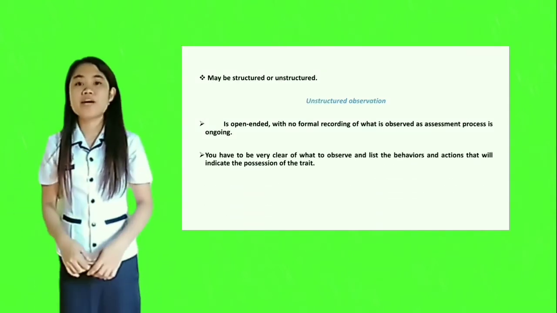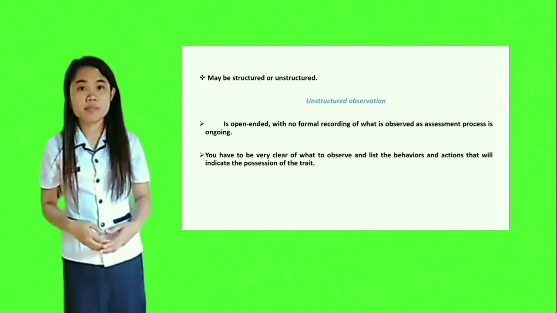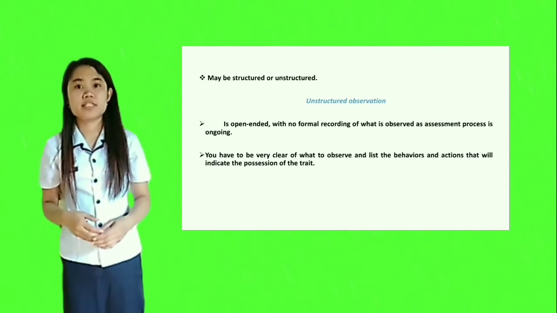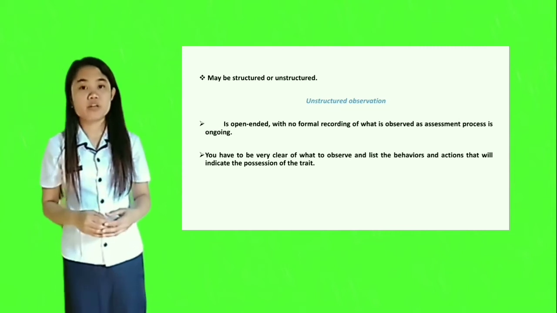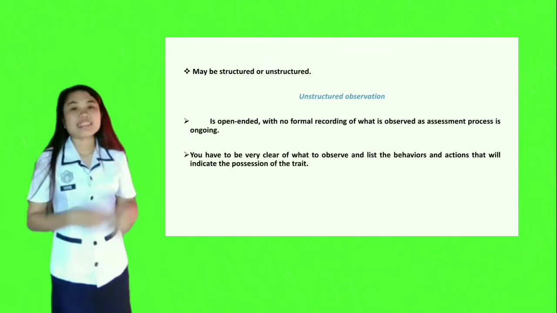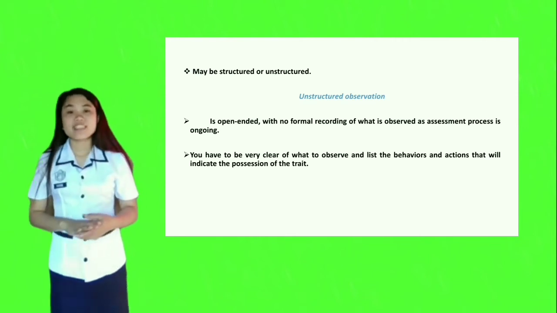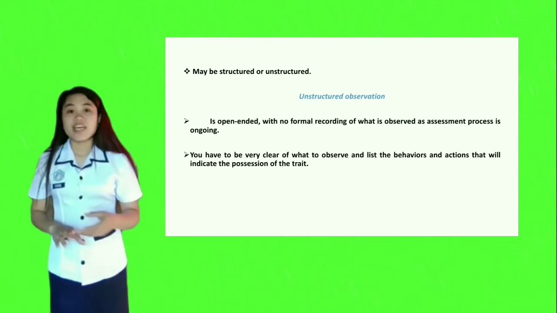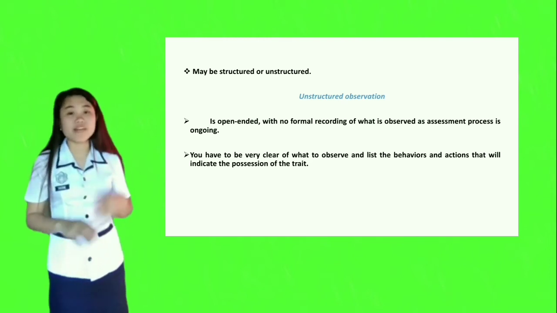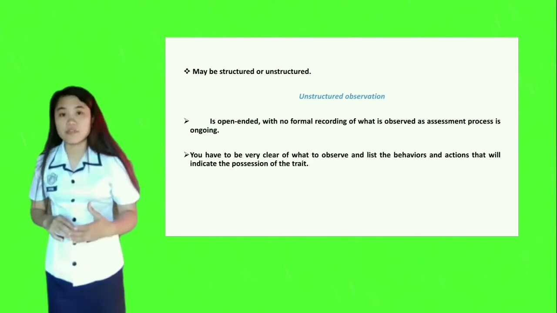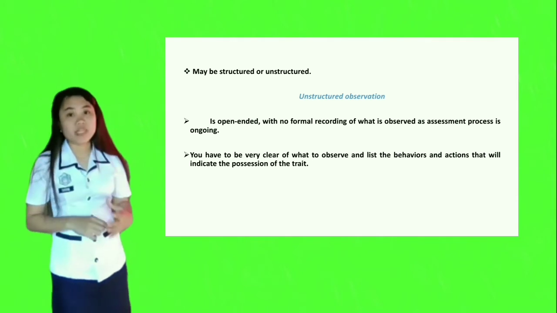You have to be very clear of what to observe and list the behaviors and actions that will indicate the possession of the trait. As I mentioned earlier, it is not systematic and it is unplanned. But you still have to be very clear on what to observe. It must be relevant.